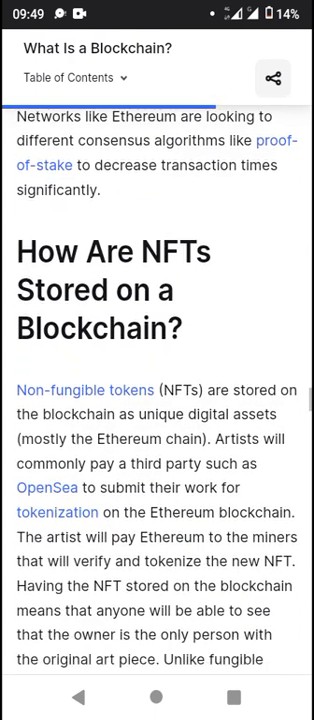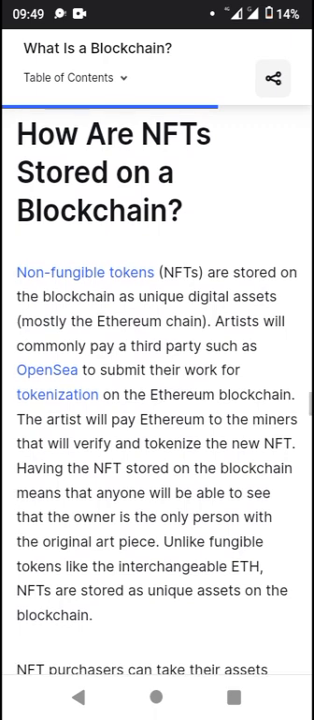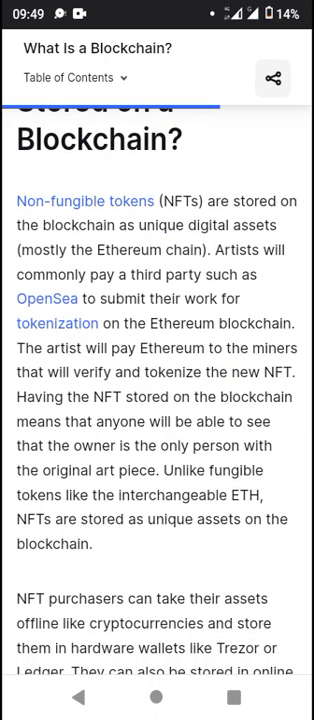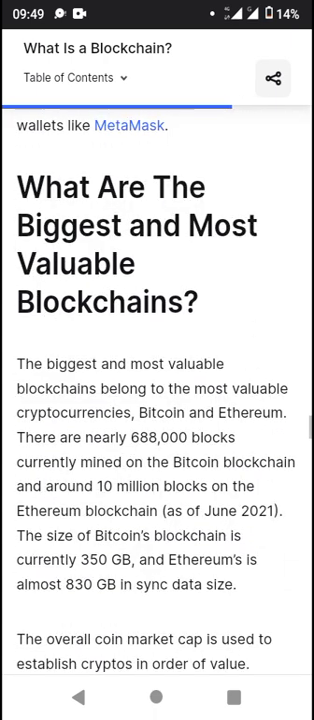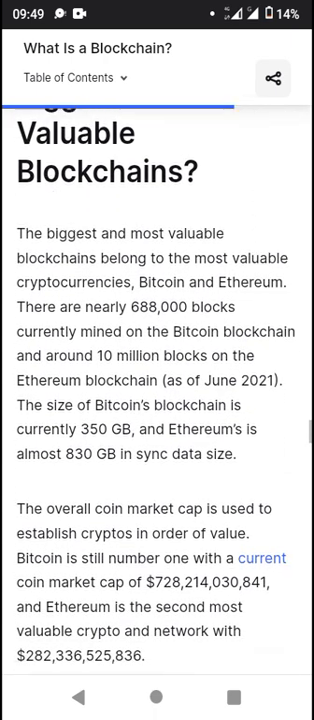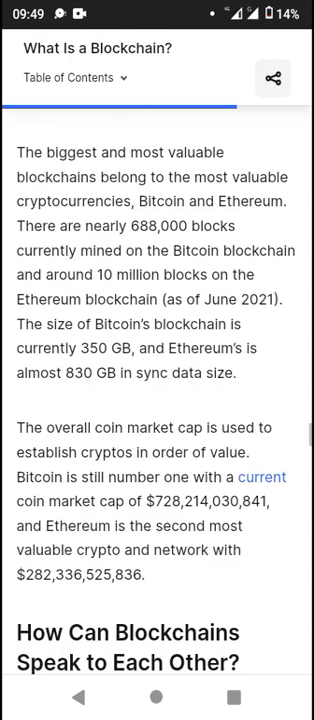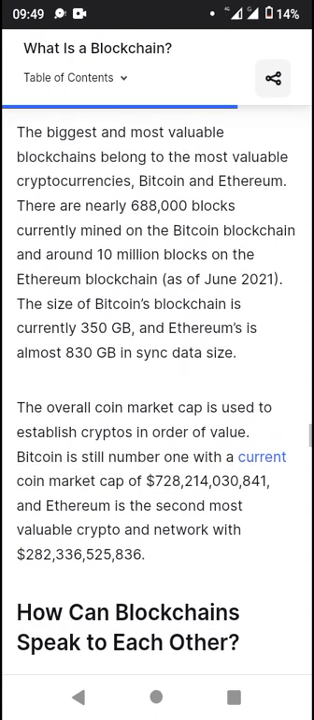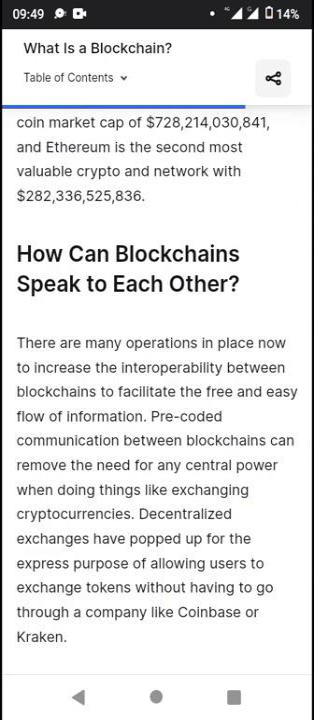How are NFTs stored in the blockchain? So non-fungible tokens are stored on the blockchain as unique digital assets, mostly on the Ethereum chain, which stores these on blockchains. Then the biggest and most valuable blockchains we have are Bitcoin and Ethereum. There are nearly 688,000 blocks currently mined on the Bitcoin blockchain and around 10 million blocks on the Ethereum blockchain. Do you want to take note of those values?